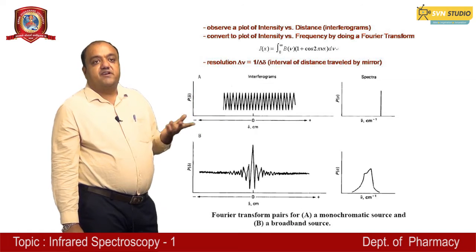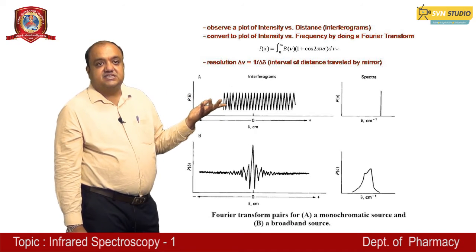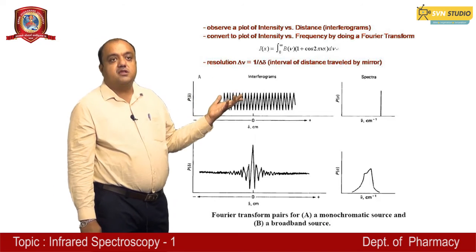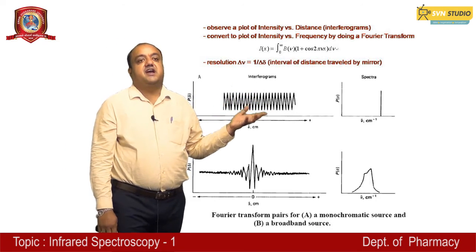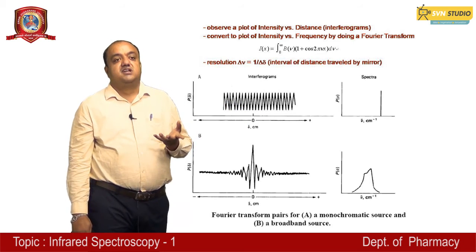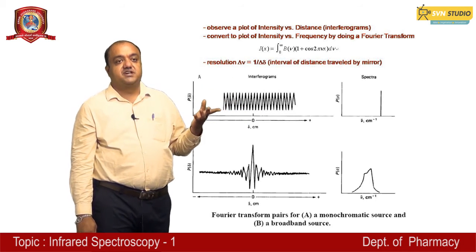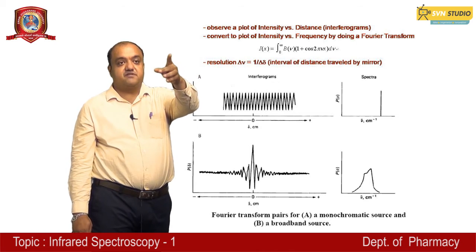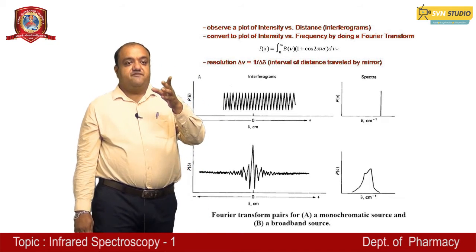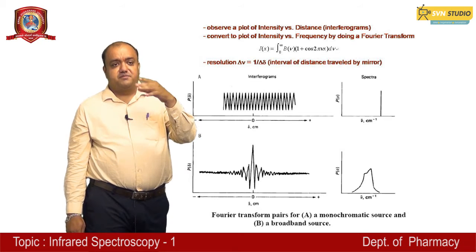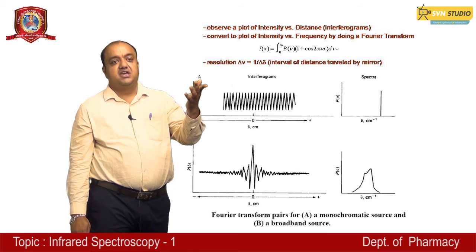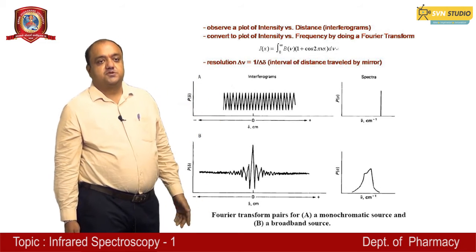Observe a plot of intensity versus distance. This is an interferogram, and it is converted to a plot of intensity versus frequency by doing a Fourier transform. This shows the resolution, denoted by delta ν, and the graph shows the Fourier transform pair: in graph A, a monochromatic source, and in graph B, a broadband source.